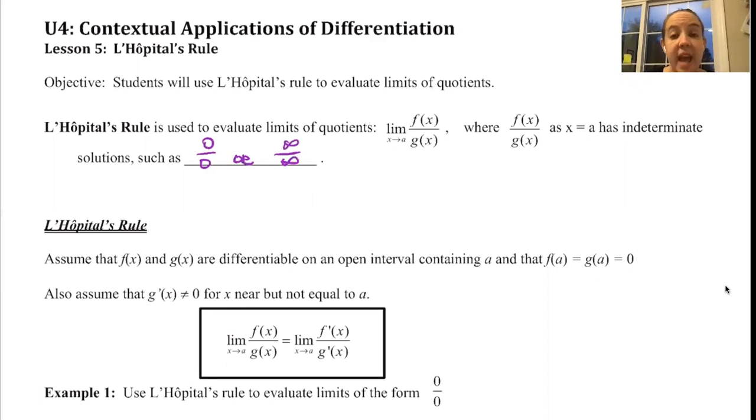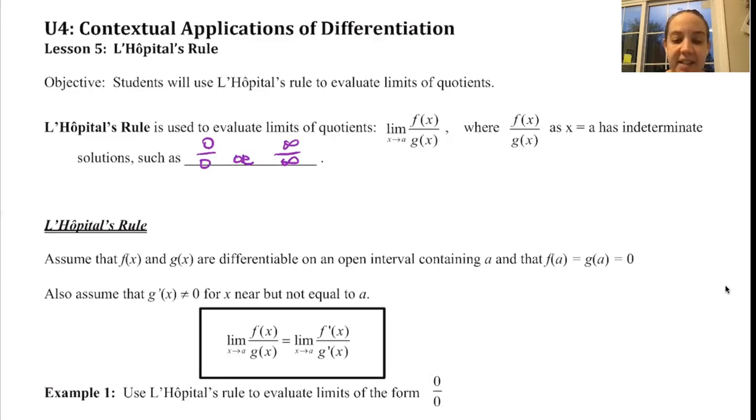Now, when we first encountered 0 over 0 in the first unit, unit 1, we had to go back and simplify the problem. We had to factor, we had to FOIL, we had to simplify trig, we had to use the conjugate pair. All of that worked to get us to the solution, but I have good news for you. We don't have to do all that this time. All right, so L'Hopital's rule.